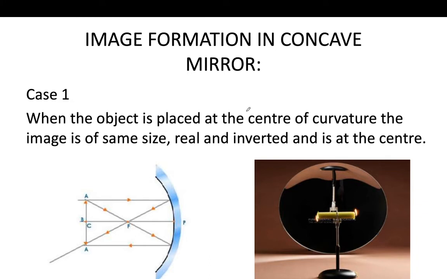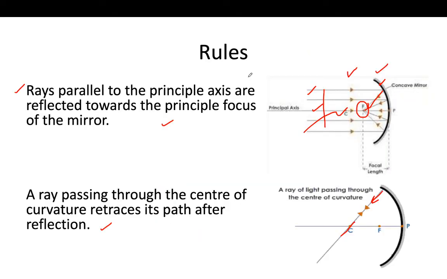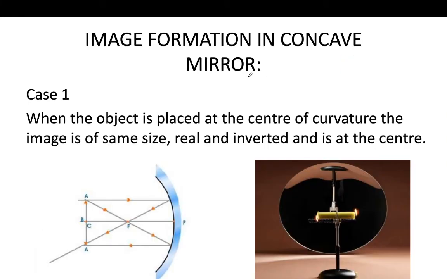Image formation in concave mirror. Till now we studied what a concave mirror is and what the rules of a concave mirror are. Now we will talk about image formation in a concave mirror. So the first case is, when the object is placed at the center of curvature, the image is of the same size, real and inverted, and it has the same center.